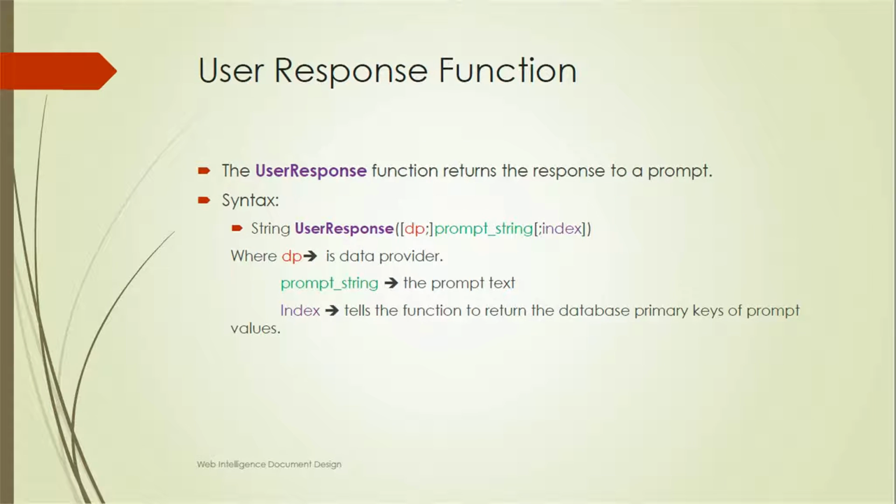Coming to the UserResponse function. It returns the response to a prompt. Whatever prompt we have in the input parameters, when the user enters some value, the response they give will be recorded by UserResponse, written as DP, prompt string, and index. DP is the data provider, prompt string is the prompt text, and index tells the function to return the database primary keys of the prompt values. Okay, so this is all about the additional reporting functions.